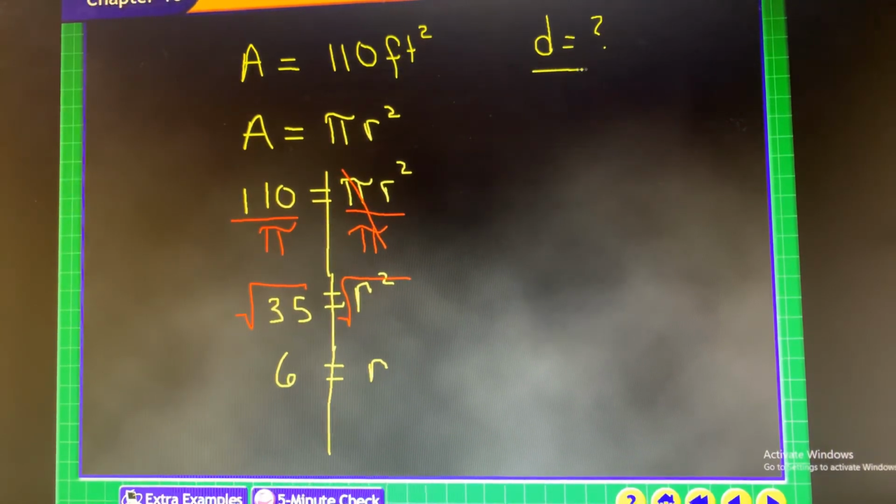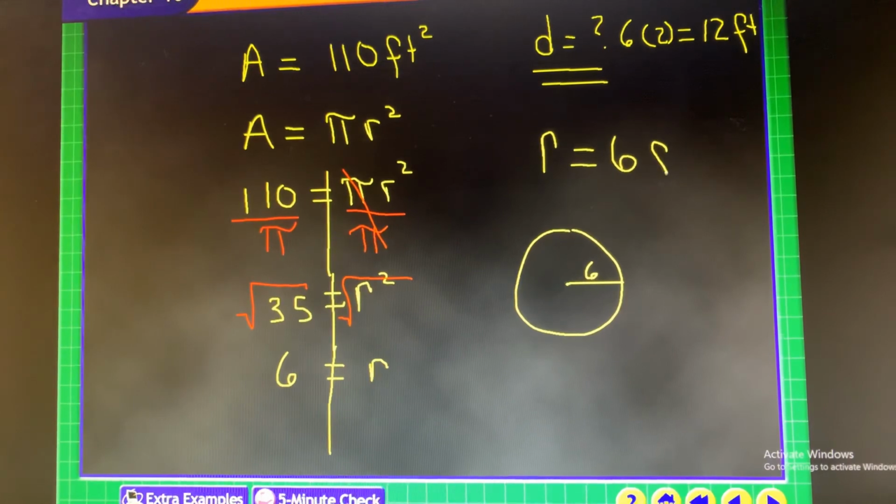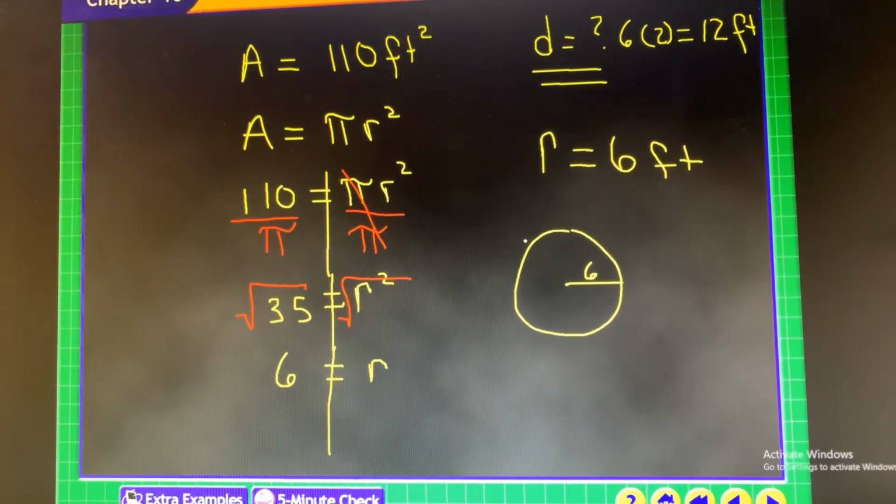No, I want the diameter. So if I know that the radius is equal to 6, remember, here's your circle, here's the radius. How do I get the diameter? Double it. So 6 times 2, so my diameter is 12 feet. My radius was 6 feet. So make sure you read the directions carefully as to if it's asking you for the radius or the diameter. So that's a work backwards problem for area.